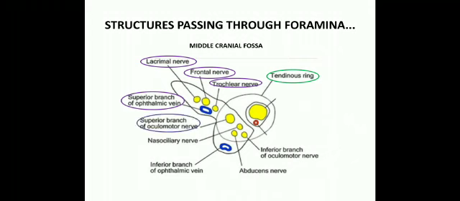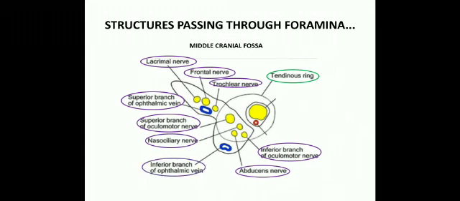In the middle part we have the superior branch of the oculomotor nerve, the nasociliary nerve, the abducens nerve and the inferior branch of the oculomotor nerve. That is, the superior and inferior branches of the oculomotor nerve, the nasociliary nerve and the abducens nerve. We can remember ONA. Then in the medial part we have the inferior branch of the ophthalmic vein and the sympathetic nerves from the plexus around the internal carotid artery.